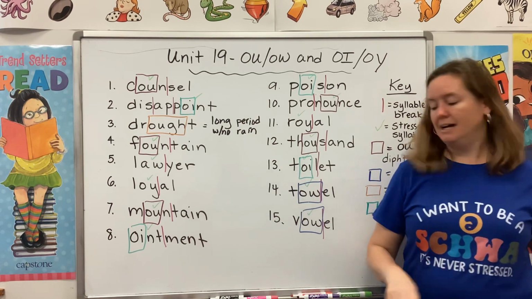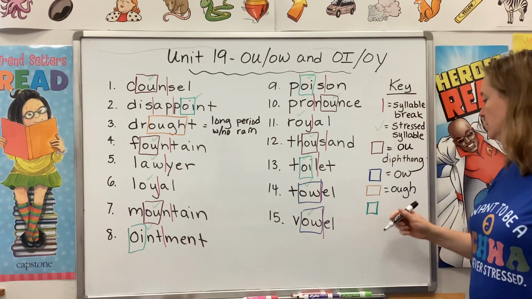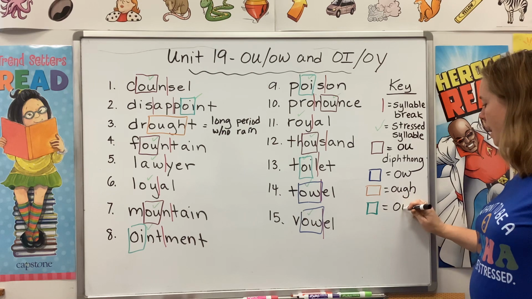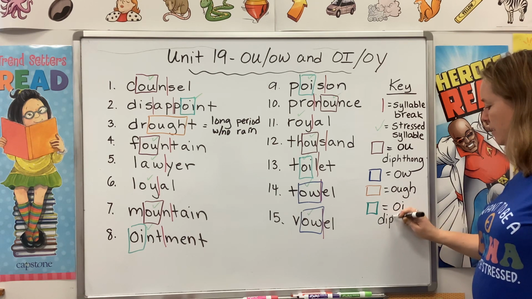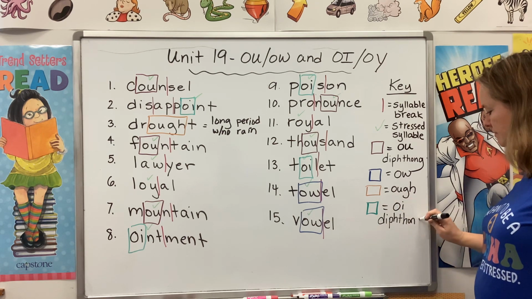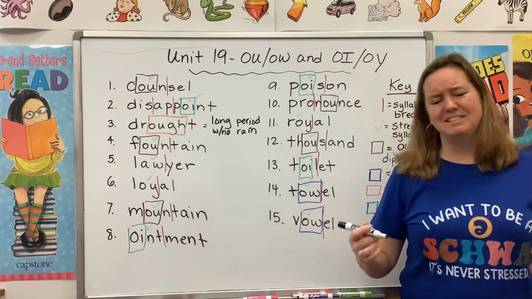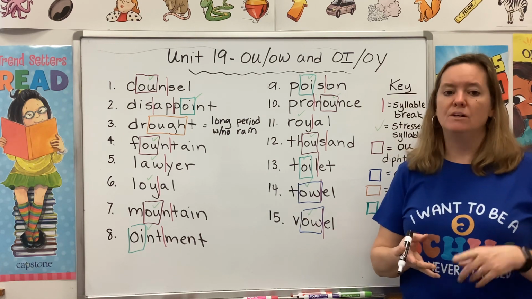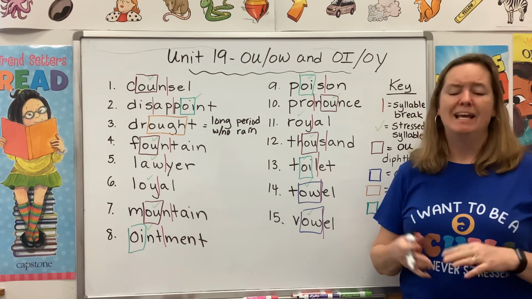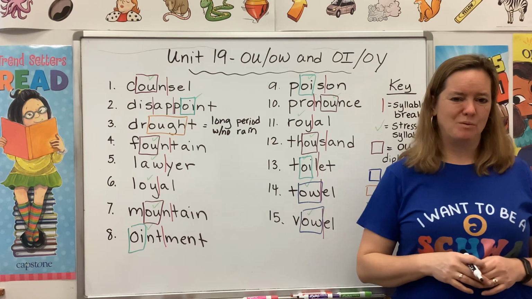So green box equals OI diphthong. And you already have seen that before in words like boil or coin or join. Now you're seeing it in some bigger words.